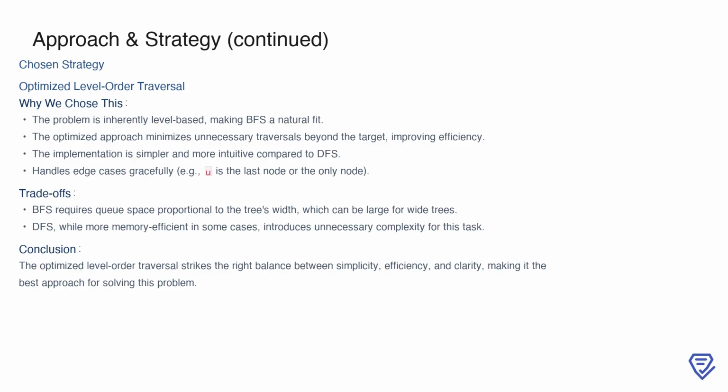While BFS does require queue space proportional to the tree's maximum width, this trade-off is acceptable given the simplicity and clarity of the solution. On the other hand, the DFS approach, while more memory efficient in some scenarios, introduces unnecessary complexity and does not offer significant advantages for this problem. Overall, the optimized level order traversal strikes the right balance between efficiency and ease of understanding, making it the most practical and effective choice for finding the nearest right node in a binary tree.